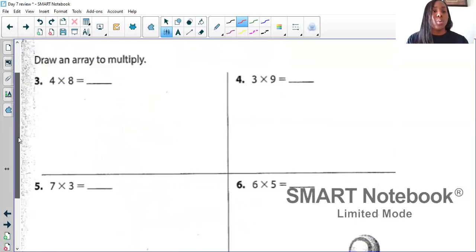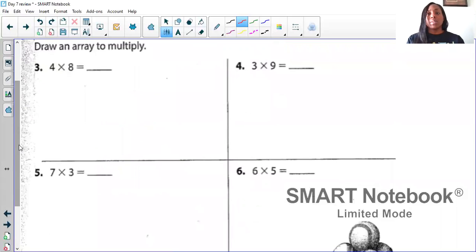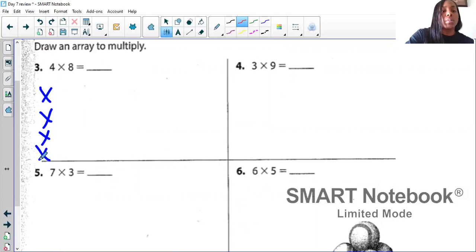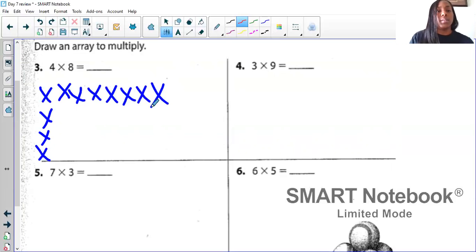Let's see what you know. Draw an array to multiply. So this one's asking us to do 4 times 8 for number 3. So I'm going to do 4 rows. And then how many in each row? 8. Very good. So let's count 1, 2, 3, 4, 5, 6, 7, 8. Awesome. So let's go ahead and fill in the rest of them.